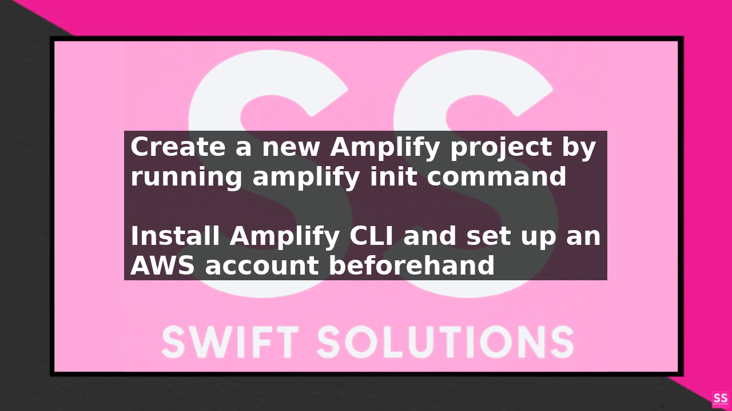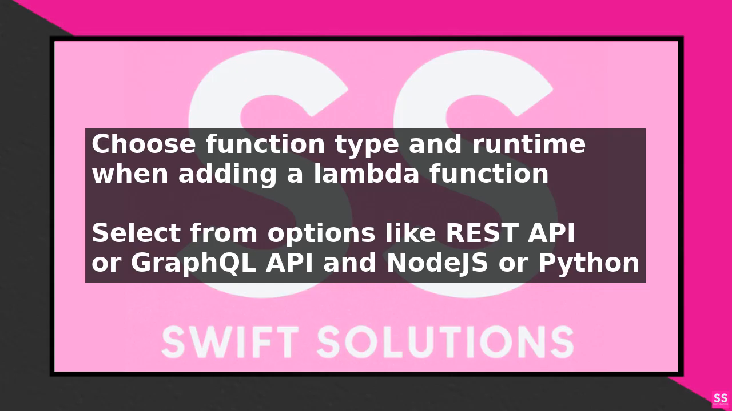Once the project is created, you can add a Lambda function by running the command amplify add function. This will ask you to choose the function type, such as a REST API or a GraphQL API, and the runtime, such as Node.js or Python. After selecting the function type and runtime, Amplify will create a new Lambda function and add it to your project configuration. Next, you need to configure the Lambda function by modifying the code in the src folder.